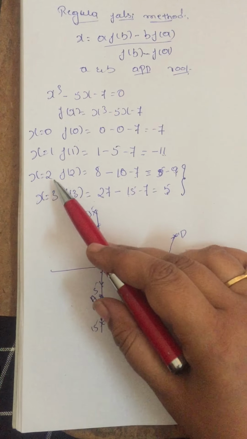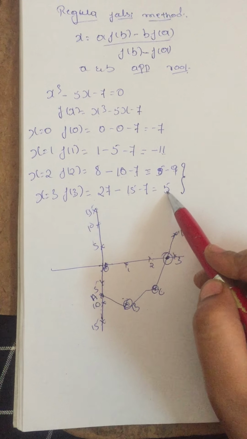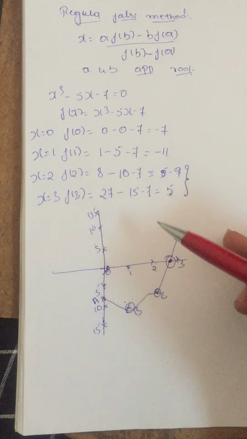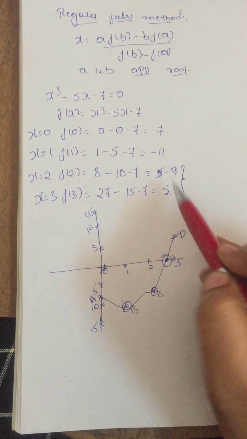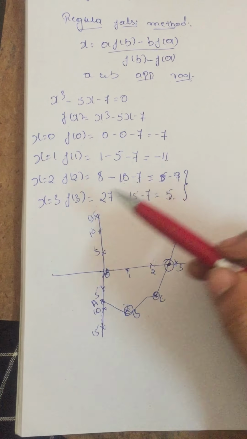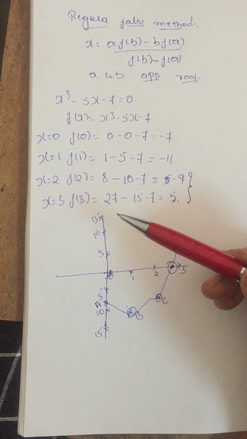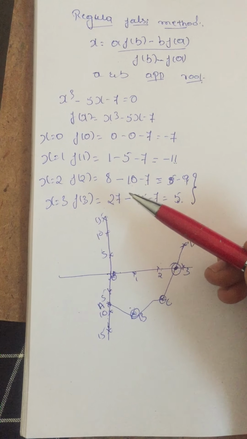So again by using the inspection method, you find a nearer value. Comparing 2 and 3, 5 is nearest to 0. The root lies between 2 and 3, but this value is nearest to 3, so we again check decreasing values, that is 2.9, 2.8, 2.7 like that.